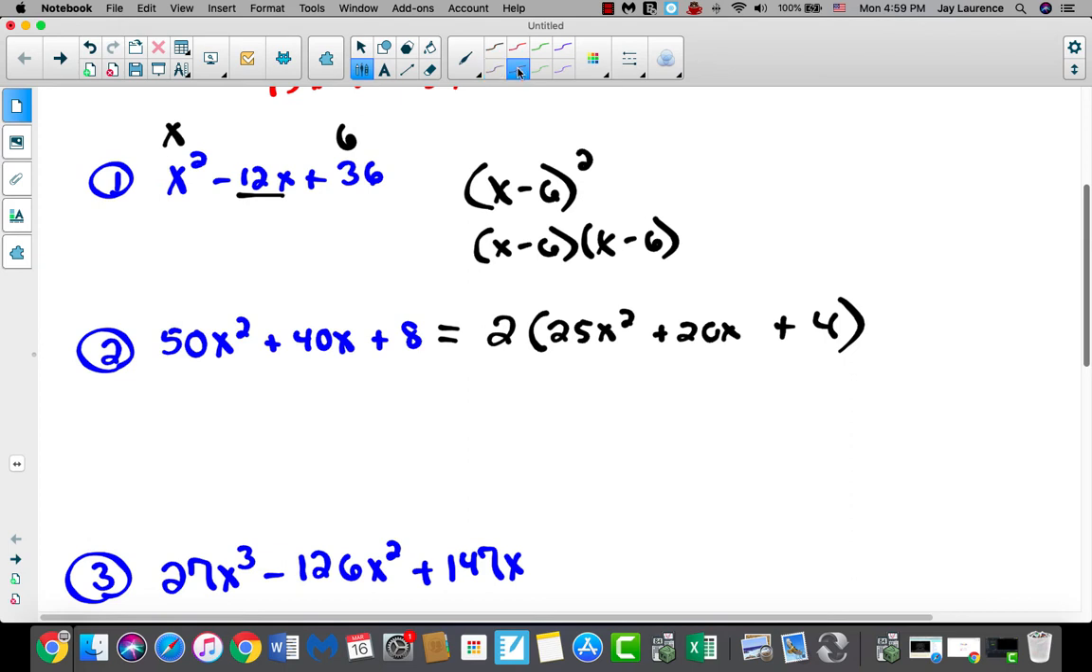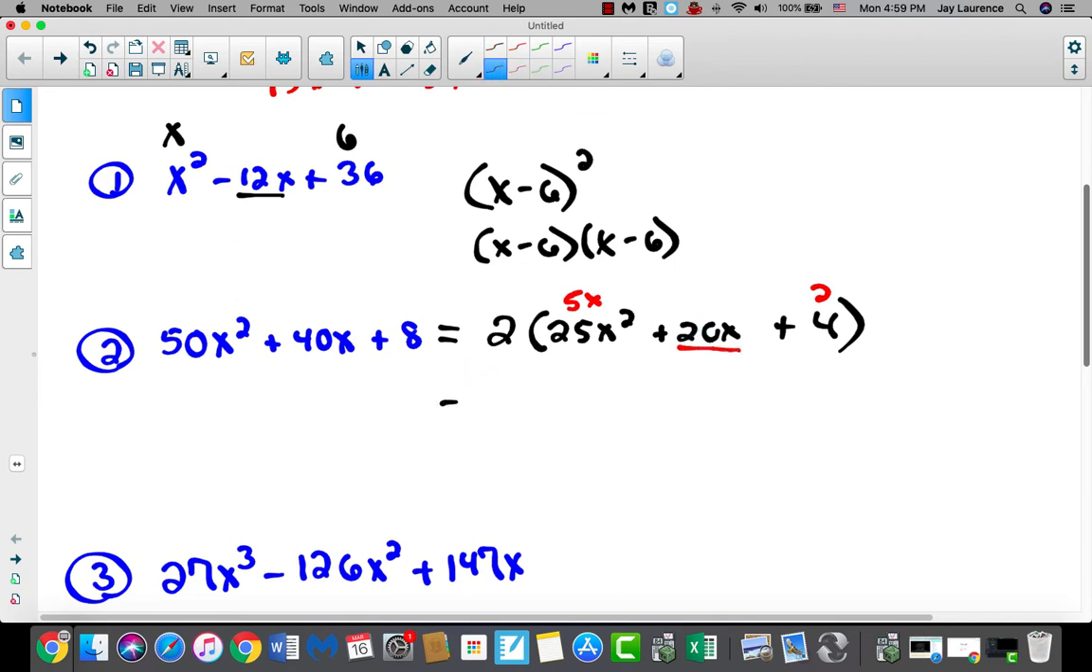So this was a perfect square. Is 4 a perfect square? Yep. What are the square roots? Well, this is going to be 5x. This is going to be 2. If I multiply those together, I get 10x. Doubled is 20x. This is a perfect square trinomial.